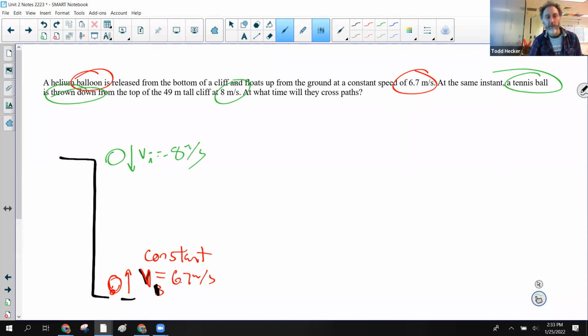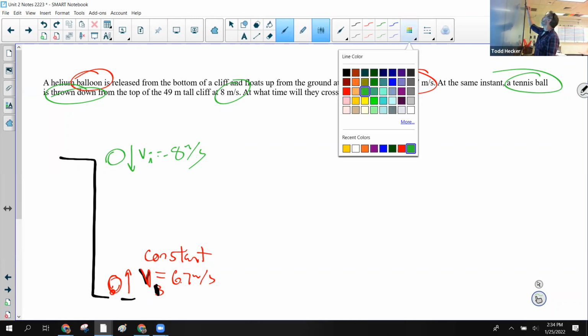Okay, and what we want to do is figure out when they cross paths. So this is a scenario where we care about position, because if you picture the two objects moving towards one another, at the instant when they cross paths, they're going to have the same position, right? They're going to be at the same vertical position. That's what we care about: at what time does the tennis ball and the balloon have the same vertical position. So let's write out what we know.